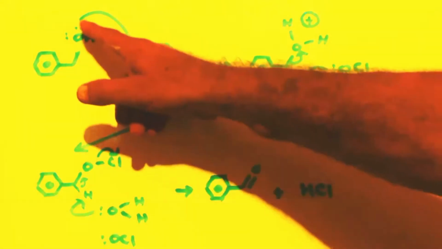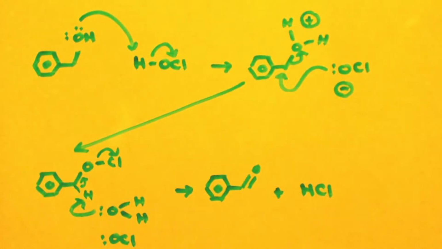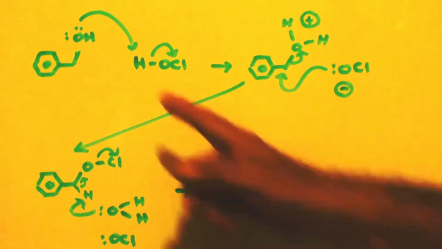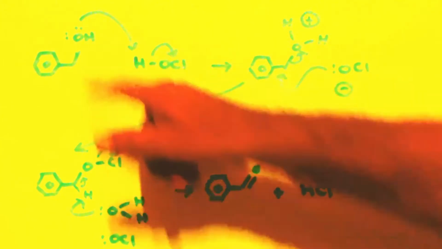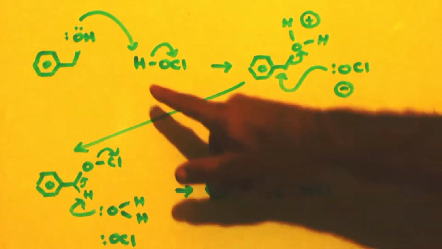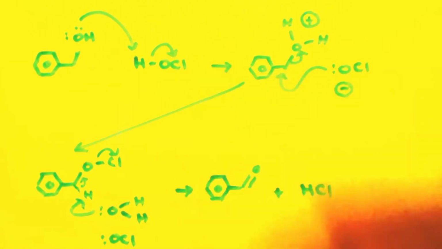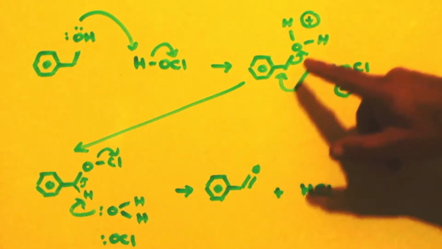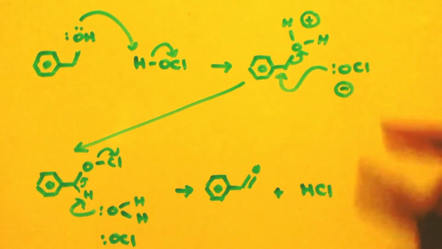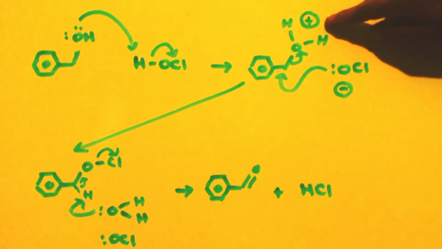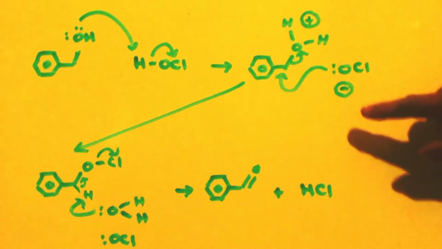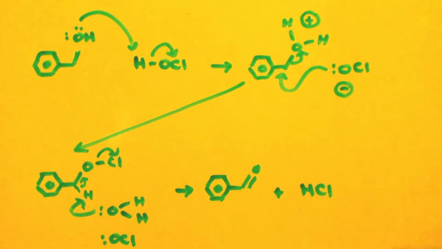This is a bad leaving group, and anytime you have an alcohol, the first step is usually protonation. The acid protonates the alcohol to make a water group, and these electrons go, so you have an OCl anion. Over here you can see the water group and the OCl anion. The oxygen is positive because you just gave it a proton, and this is negative because you just gave away a proton.